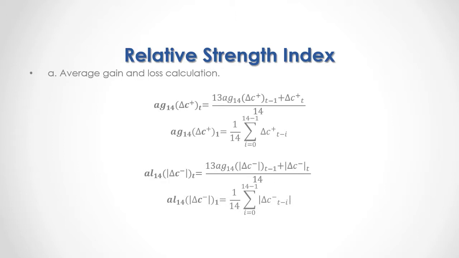Average loss calculation is done with the same formulas as above, but instead with the absolute value of negative close price differences. Current period close price difference is equal to current period close price minus previous period's close price.